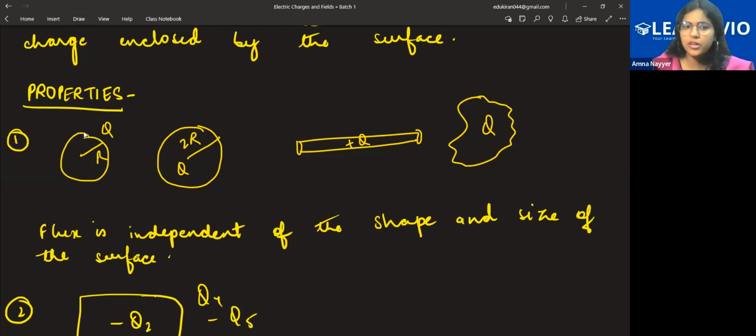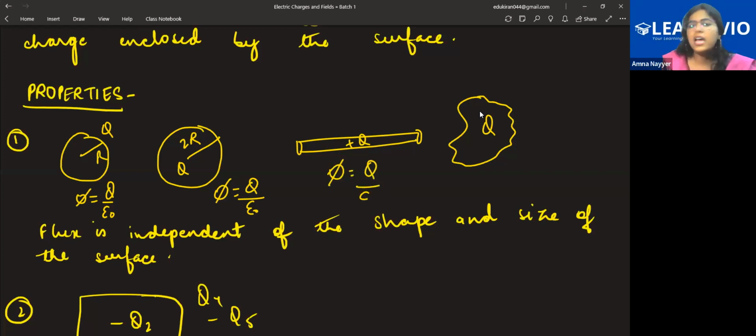Look, suppose I have this sphere, a charge Q is present, and I have the radius R. What would be the flux when I calculate? It would be Q divided by epsilon naught. If I double the radius, the same sphere, the same amount of charge, now with doubled radius, still the flux would be Q by epsilon naught. If I have this rod, the length of this rod is L, the radius of the rod is R, with surface 2 pi RL, and I'm still calculating its flux, this will still be Q by epsilon naught. I have this random shape and the charge enclosed is Q. So I'll have the flux as Q by epsilon naught.